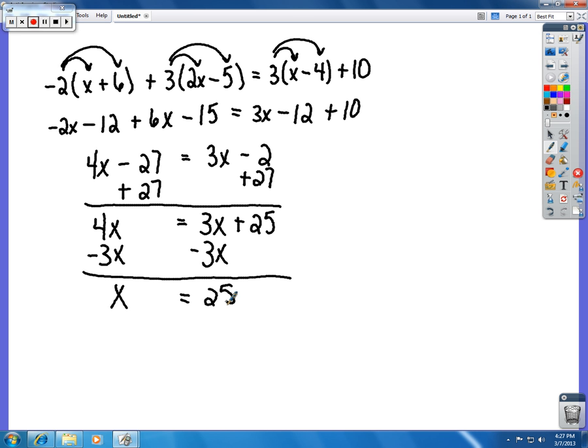But all of this gnarly thing that we started out with, what it was trying to represent is that x is equal to 25. Okay?